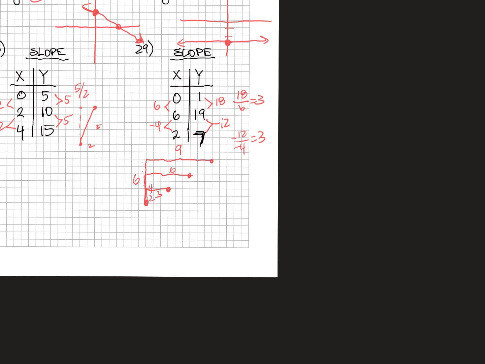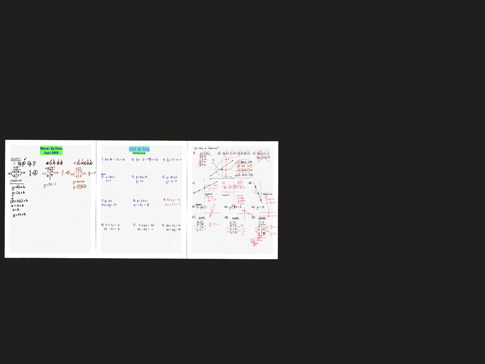It doesn't matter which points you happen to pick, they just didn't happen to list the points in the right order. It doesn't matter which points you compare to which points. If you do how much it goes up by how much it goes sideways, you're still going to get the same slope. 6/9, 4/6, 2/3, you're going to get the same thing. So that was fast, hopefully it helps.